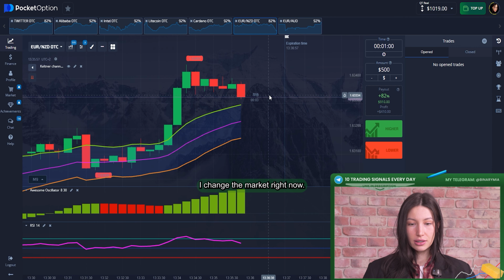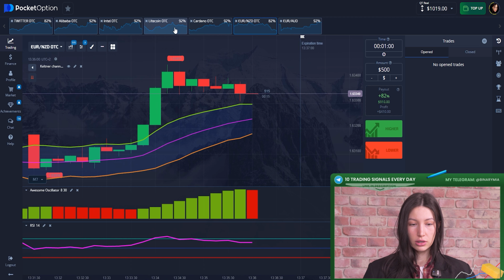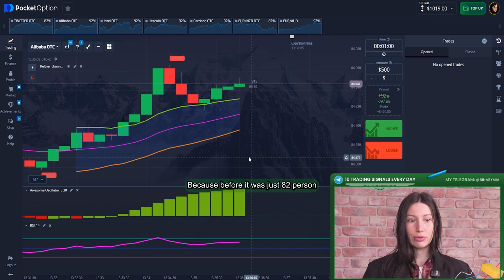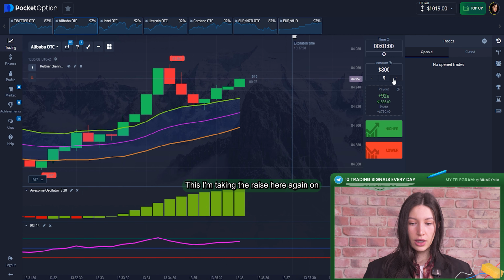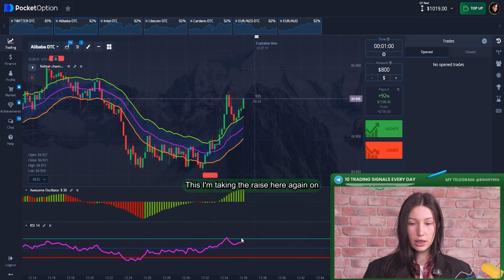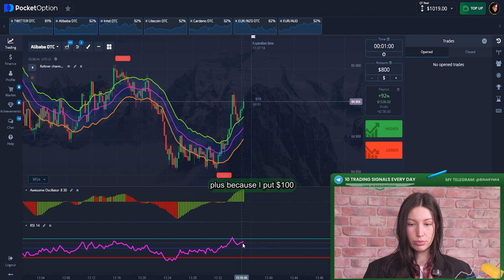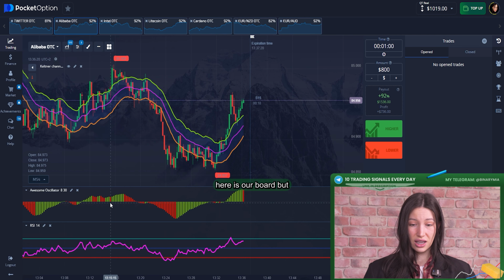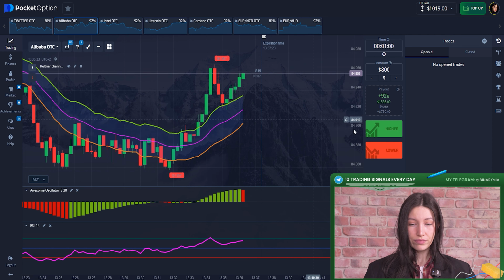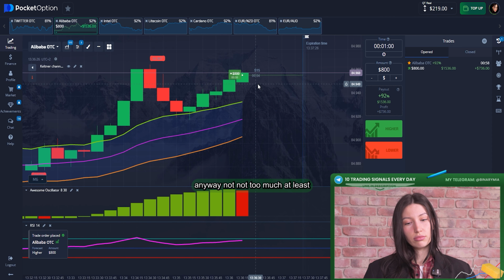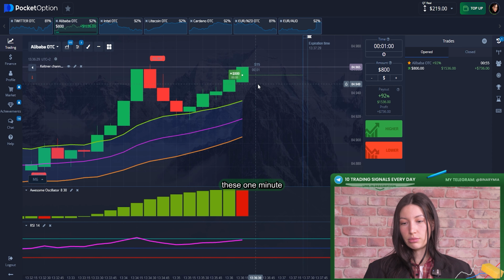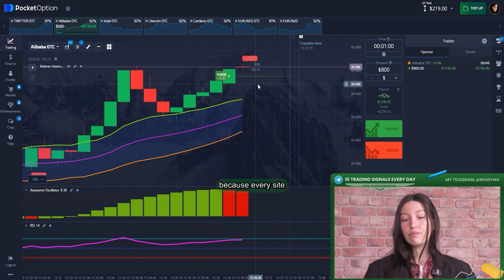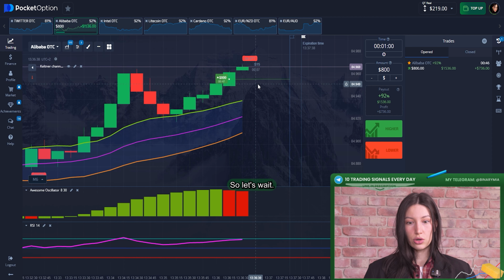Okay, I changed the market right now. Yep, this one has maybe the highest percent of payout because before it was just 82%. Too small, you know. I'm taking the risk here, clicking on plus because I put $800. And in my opinion, the price here is overbought enough, but anyway, not too much. At least for this 1 minute, candles will go up anyway because the RSI hasn't touched the highest position yet. So let's wait.